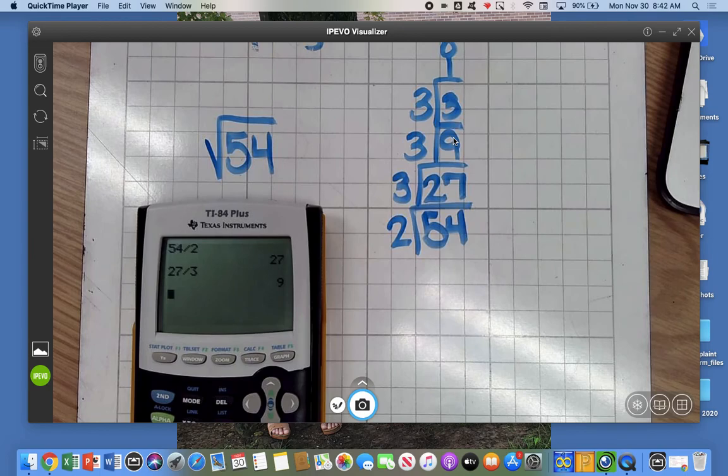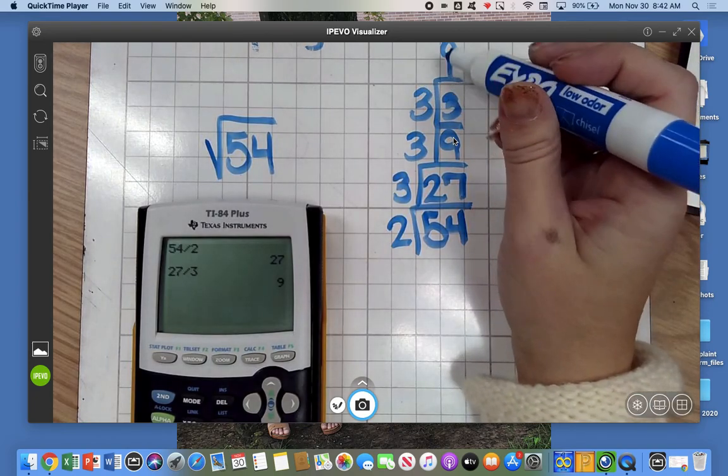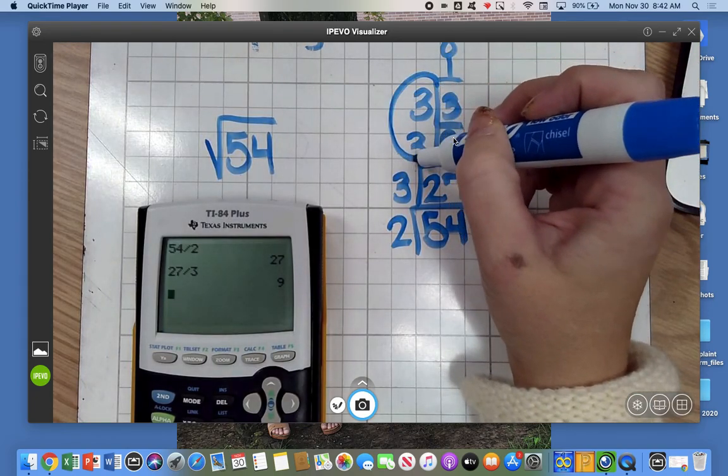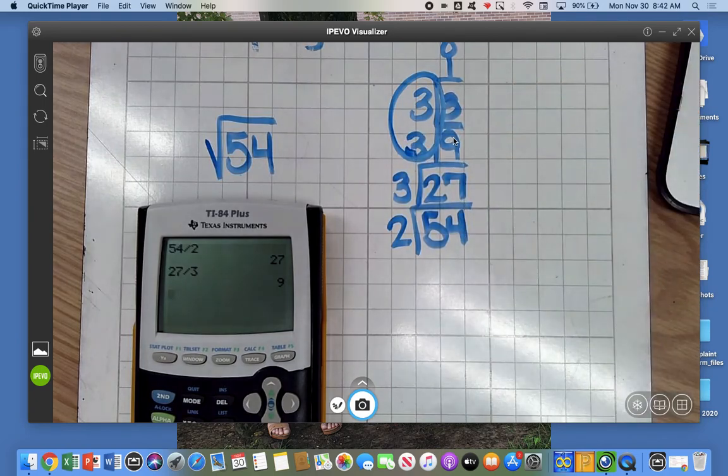All right, so on this one we are looking for pairs. Do we have a pair of anything? A 3. All right, we have a pair of 3s, so I'm going to circle my pairs. And I recommend starting from your smallest number and working your way up just so your 3s are all together.